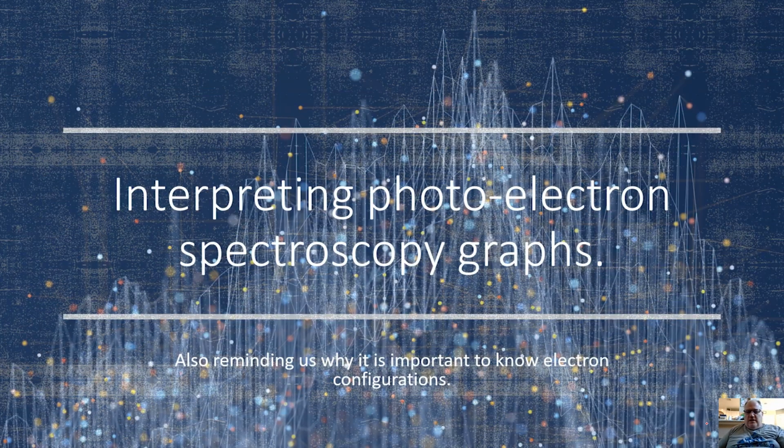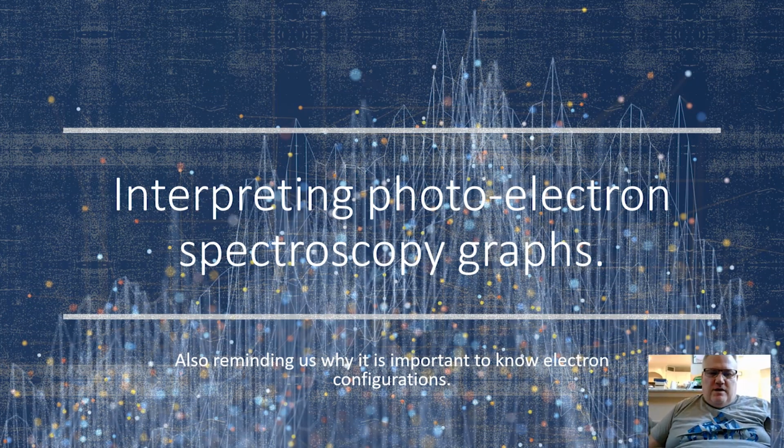So now we're going to look at some real-life photoelectron spectroscopy graphs, and in order to help us, we're going to refer back to electron configurations.